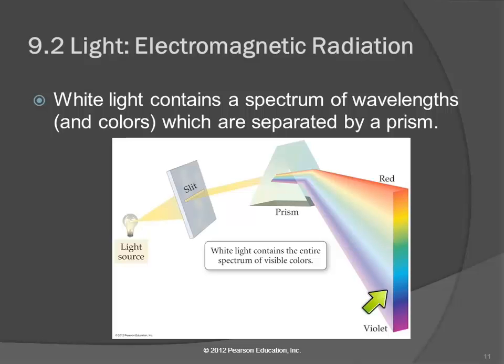But we've all seen this. It happens after it rains, where the water droplets in the air are acting as tiny prisms and separating the light. White light, such as from an incandescent light bulb or from the sun, contains all of the wavelengths of visible light. And so it has all the colors. We call that a spectrum. And so it has this whole range of colors.